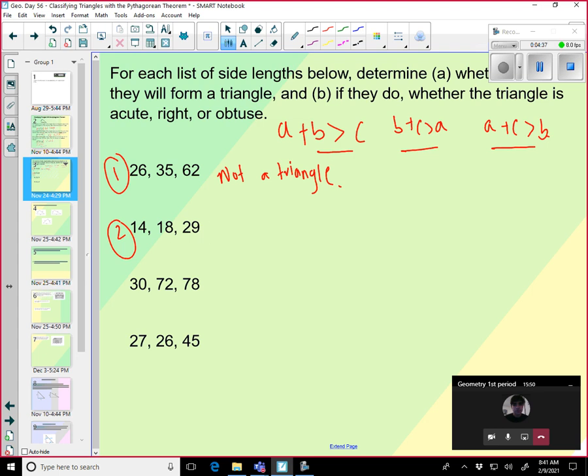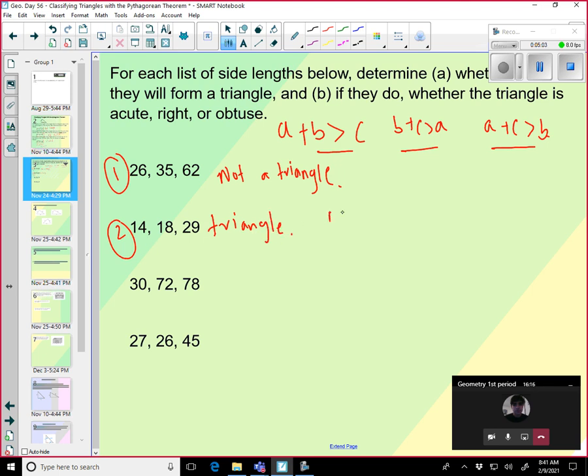Let's try this. 14 plus 18 is 32, so it's greater than 29. Same way, 18 plus 29 is obviously greater than 14, and the other possibility, 29 plus 14, is also obviously greater than 18. So therefore it's a triangle. Let's see what kind of triangle it is.